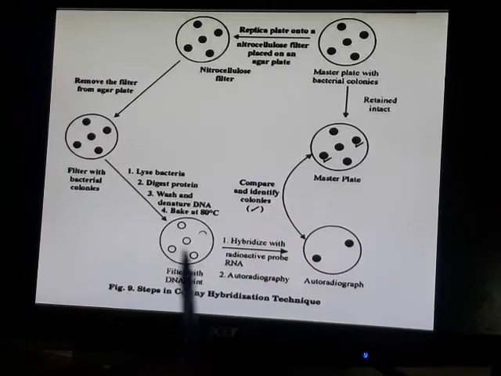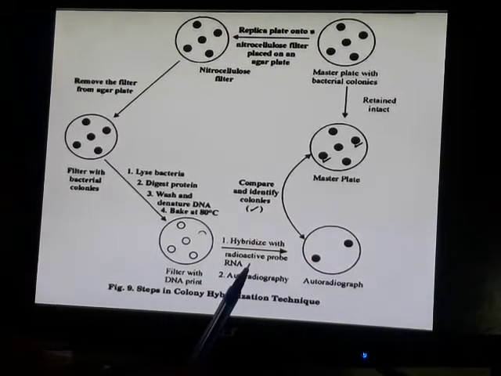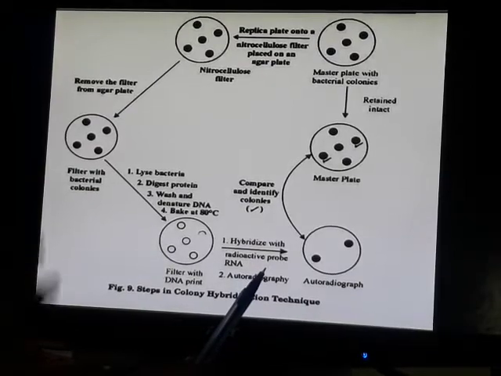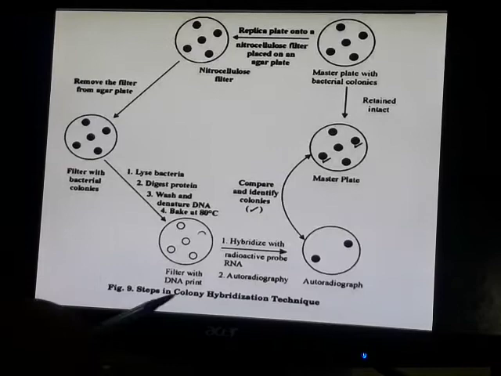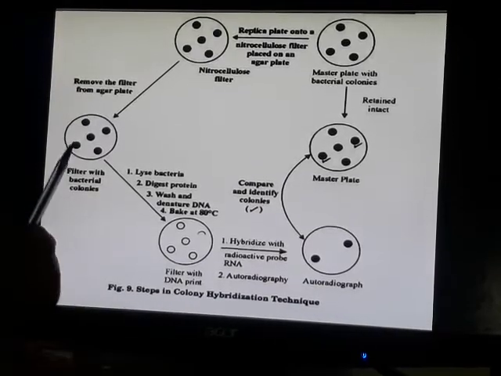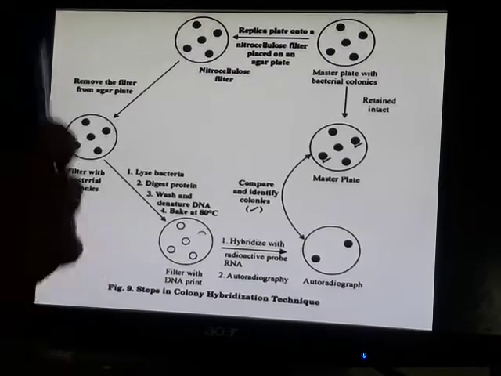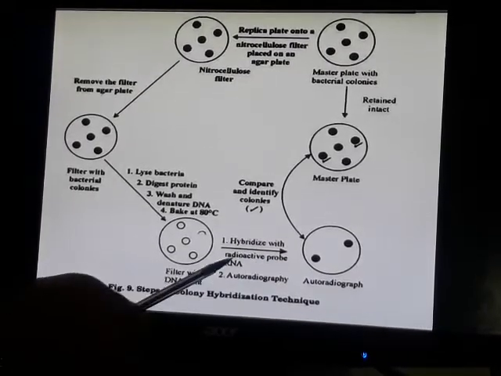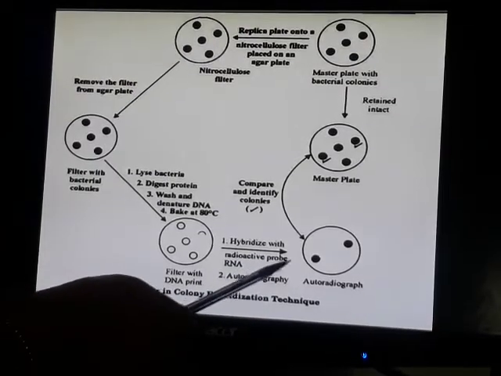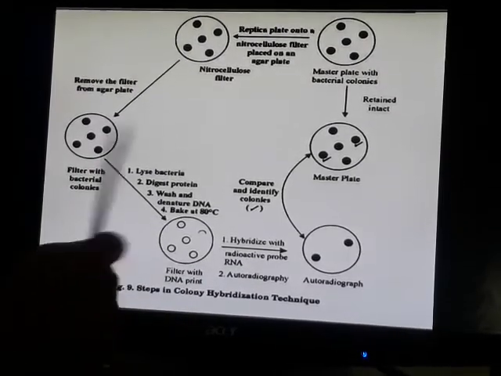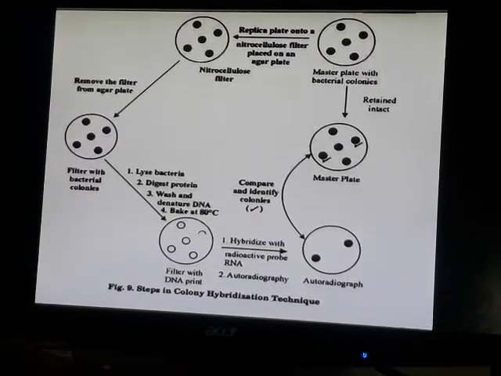Like how you had Southern blotting for identifying the gene of interest, here you are taking a colony and finding out among this population which are your transformants. So this is called colony hybridization, because you are taking a colony. In Southern hybridization you are just taking the DNA and hybridizing with the radioactive DNA probe, but here you are hybridizing with the radioactive RNA probe. So that is the difference between Southern hybridization and colony hybridization.